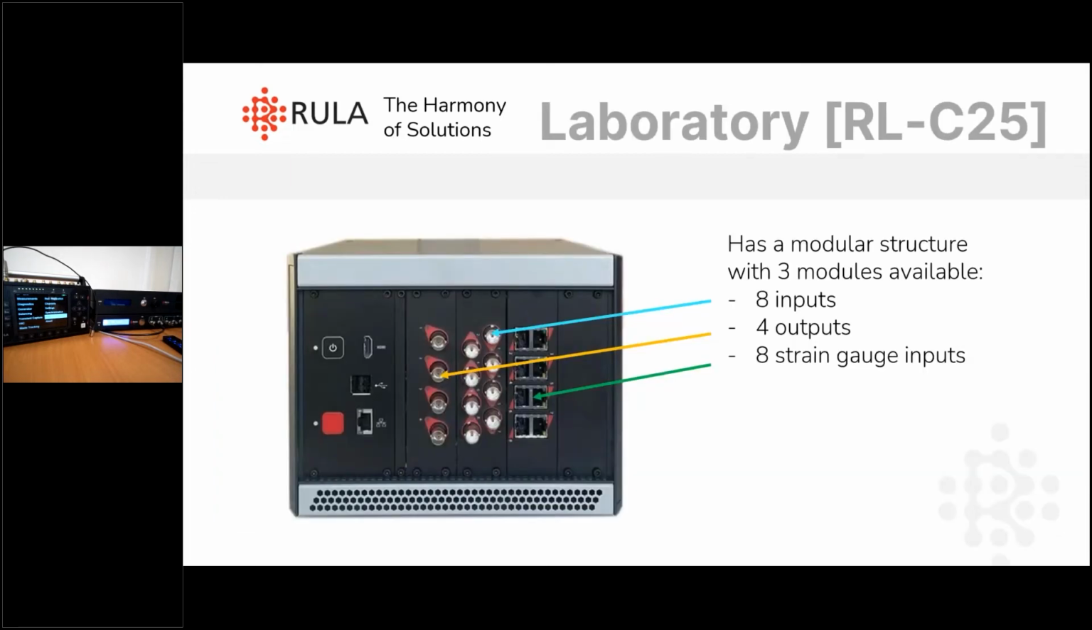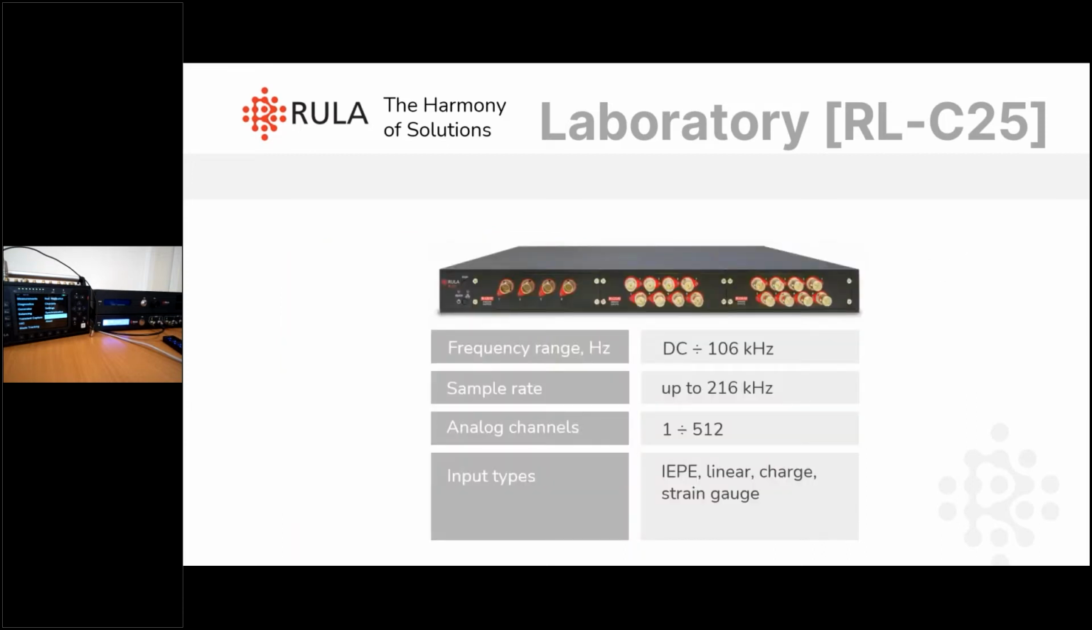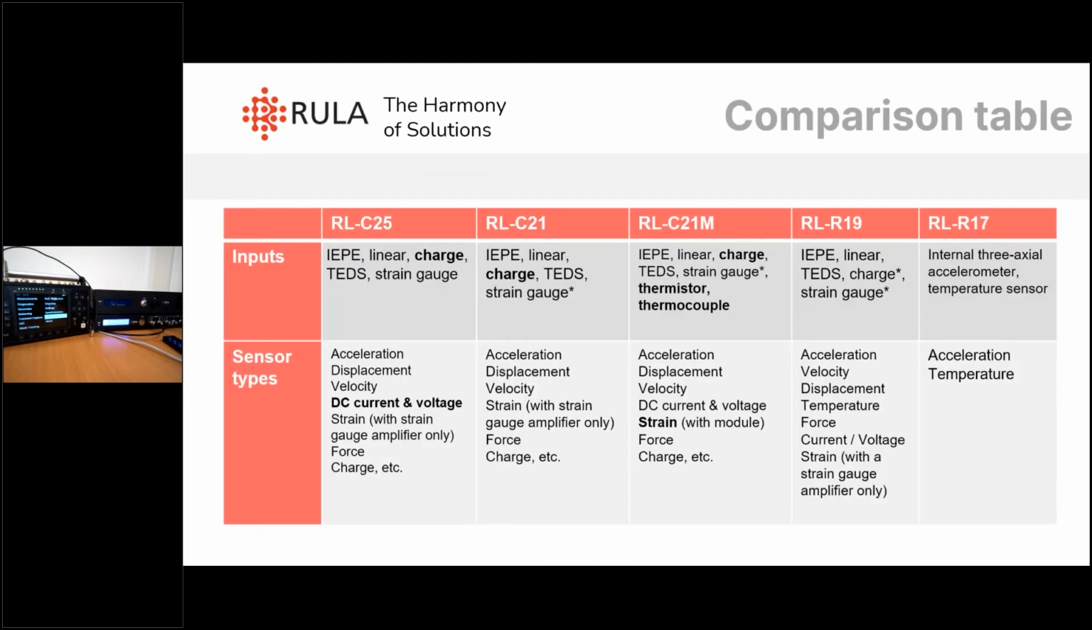We have 8 inputs, like 8 BNC inputs, we have 4 outputs, and we have 8 strain gauge inputs. So in here, I'm just showcasing the modules, but the device itself has three spaces basically in the chassis for modules. So you can technically install, for example, 8 inputs or 16 inputs and 4 outputs. You can install 8 normal inputs and 8 strain gauge and 4 outputs, etc. So you can mix and match depending on your needs. Okay, let's go to the next section.